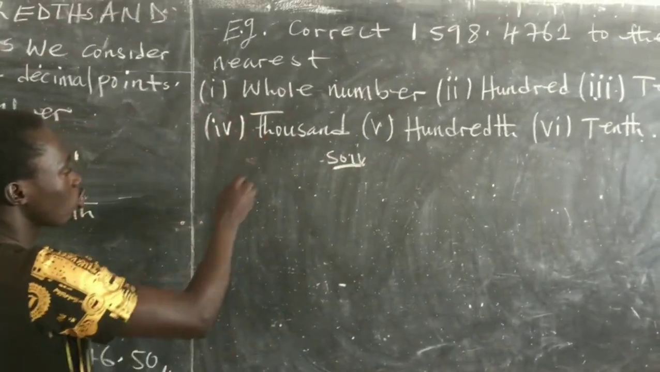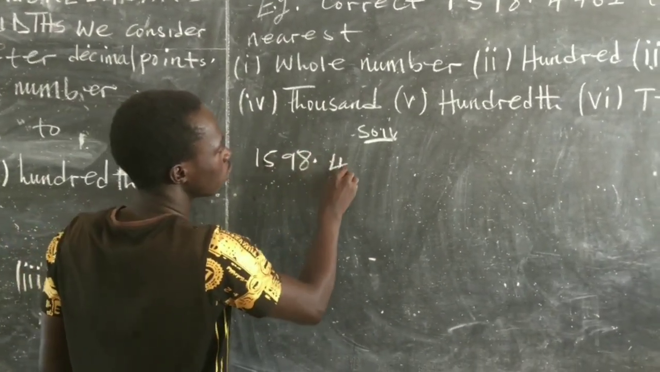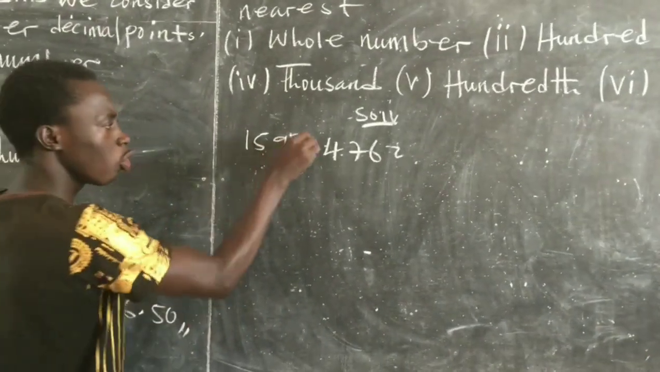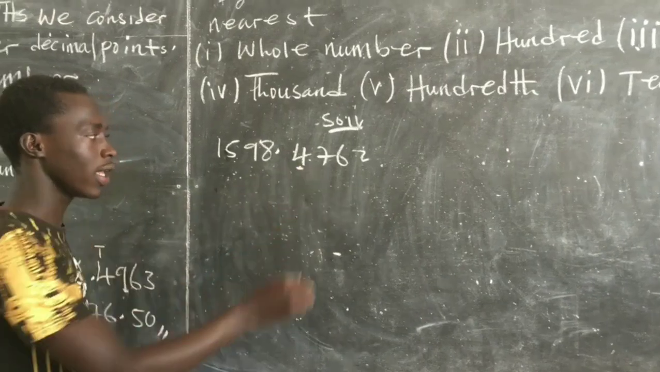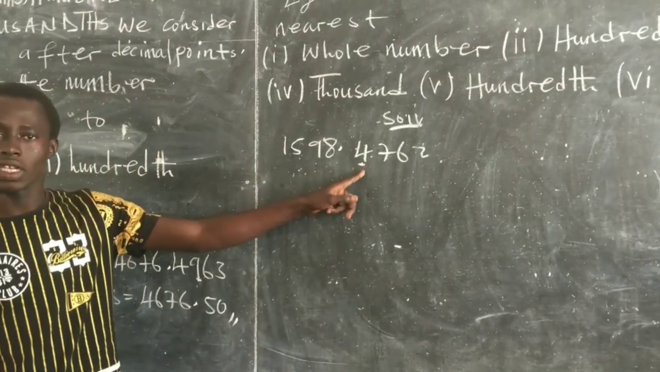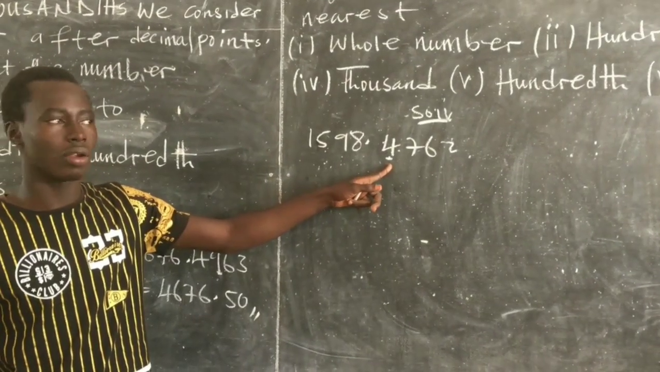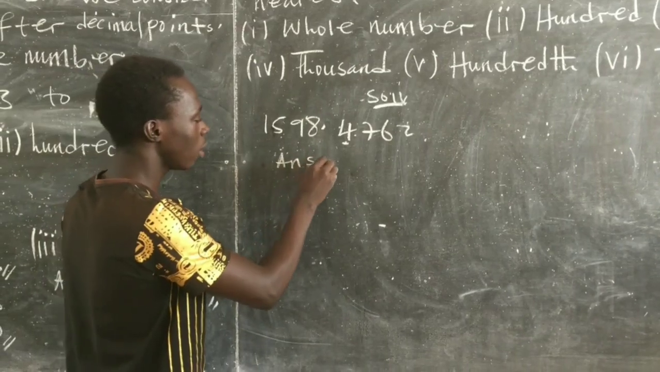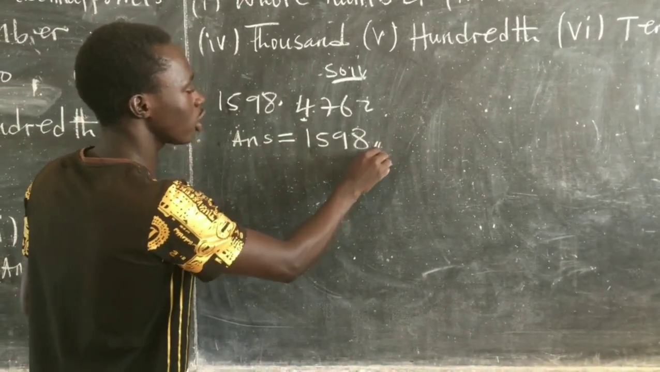This number to the nearest whole number, that is 1598.4762. To the nearest whole number, you consider the first digit after the decimal point. The first digit after the decimal point is 4. It means it is less than 5. So therefore, we have to round down. Then the final answer for this one, in nearest whole number, will become 1598.